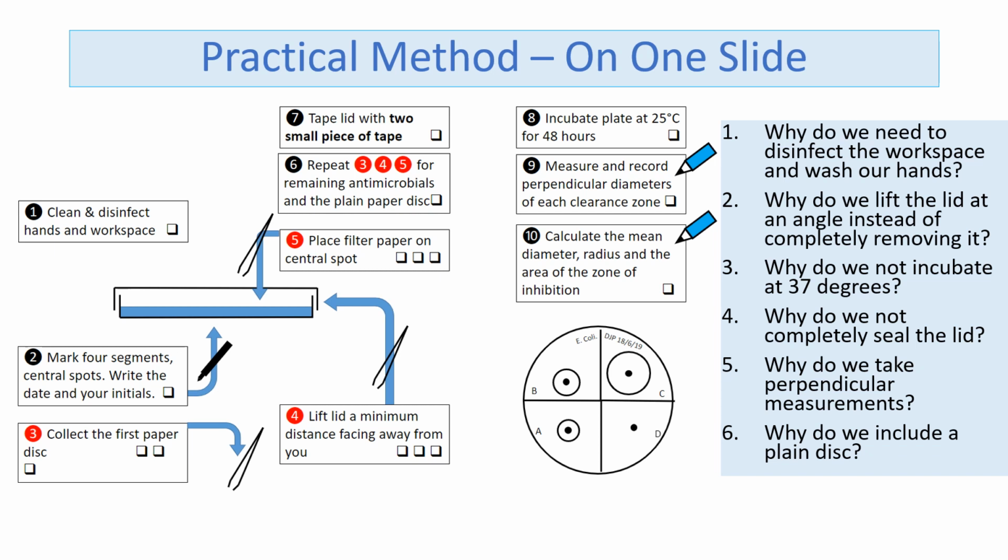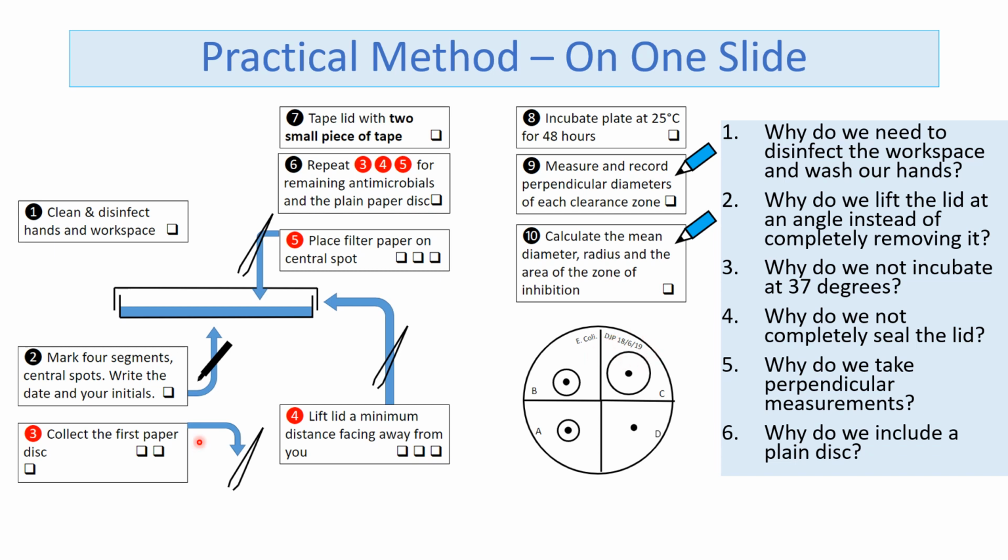Or what you did, it's unlikely that you'll be asked to do this exact practical within a method, but what you would have done is clean and disinfect your hands and workspace. So the key word there is disinfect. So don't just say clean, you need to be using disinfectant to clean the workspace. You would then have written on your petri dish the different antibiotics you were going to do. So split your petri dish up with a pen and then put a dot where you're going to put each paper disc and label what the different discs have and put your name and date on that.